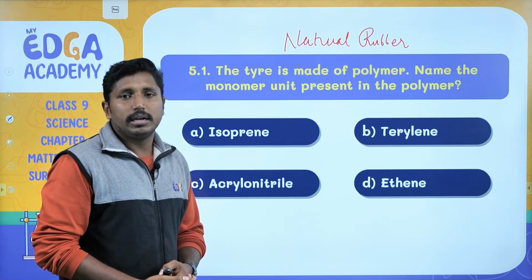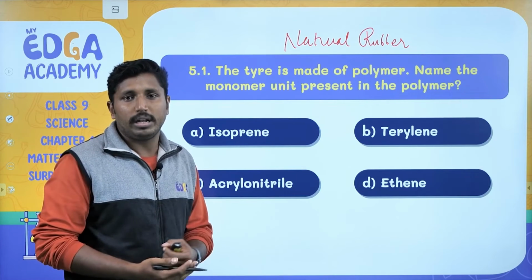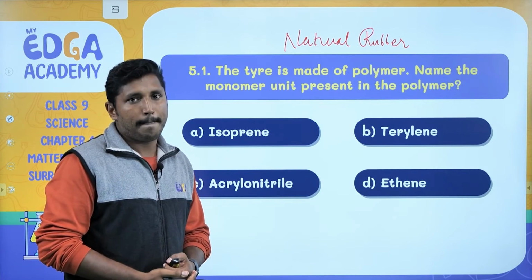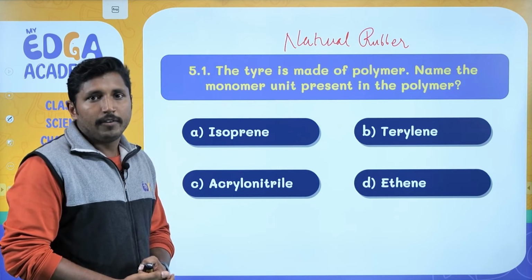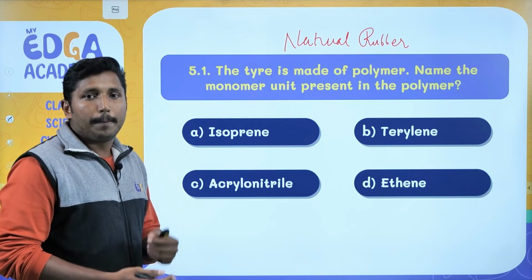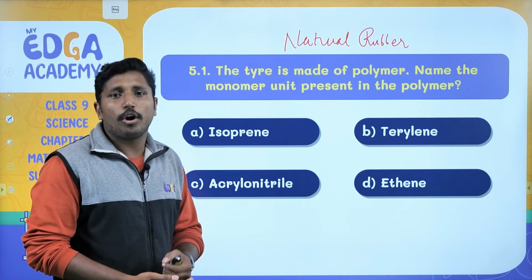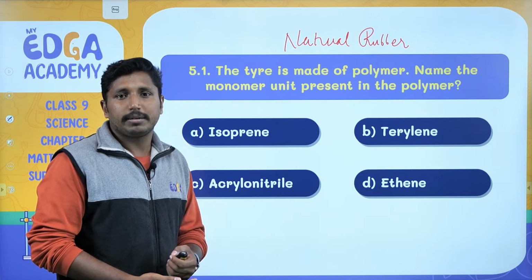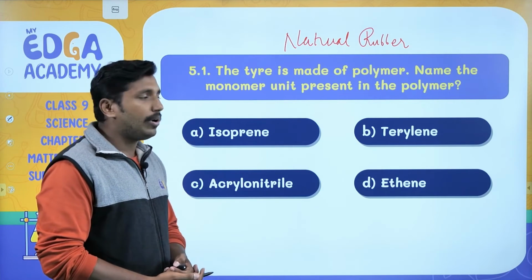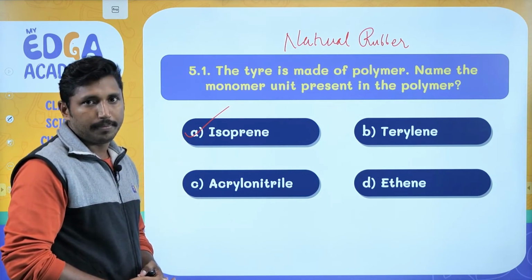Terylene is a synthetic polymer that is used to make plastic bottles, nets, etc. And acrylonitrile is another synthetic fiber, which is a monomer of polyacrylonitrile. And ethene is the monomer of polyethylene or polythene used to make plastic bottles and covers. So our required answer is option A, isoprene.